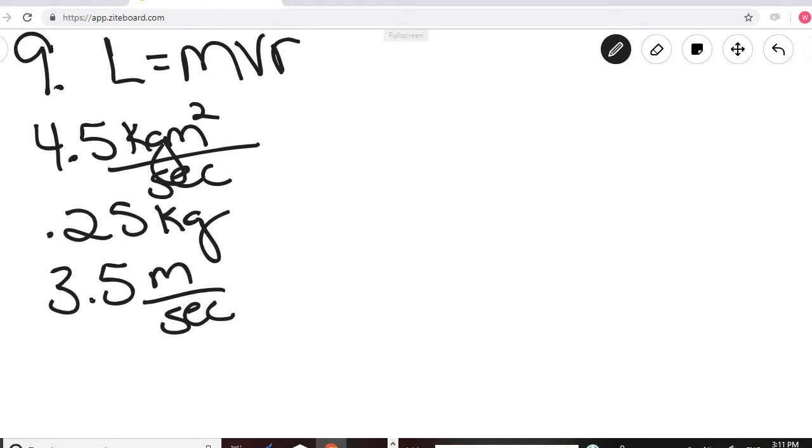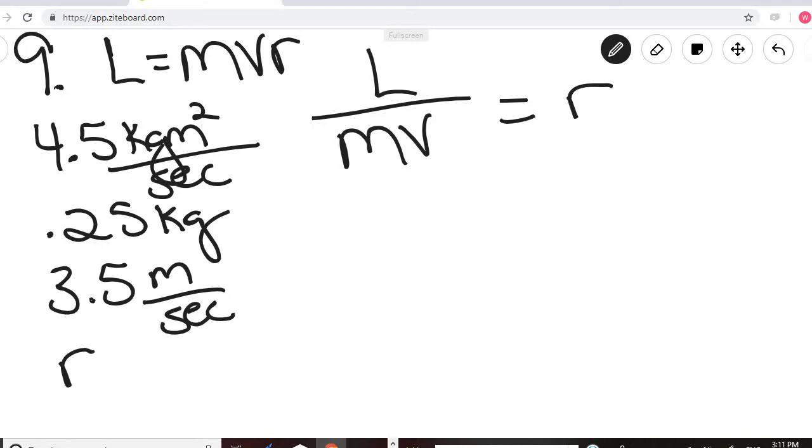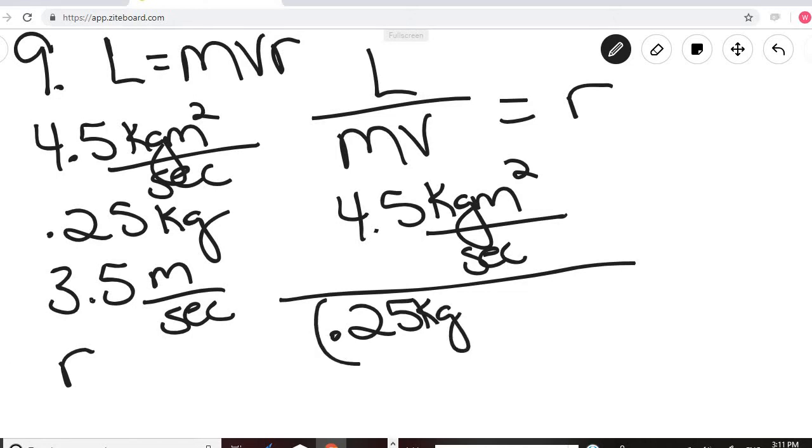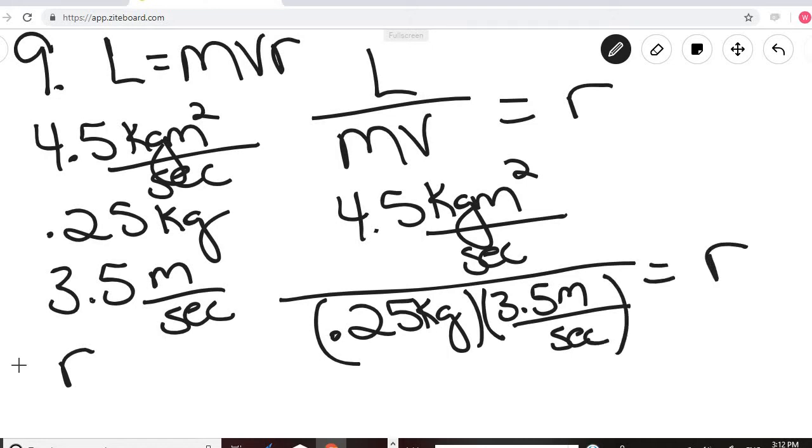What is the radius? Okay, so we're just going to solve this for r. So L divided by mv will equal r. So 4.5 kilogram meters squared per second, divided by 0.25 kilograms, and divided by 3.5 meters per second will equal r. Okay, so kilograms are going to cancel, seconds will cancel, and this meter will cancel, and so we'll be left just with meters for our radius.